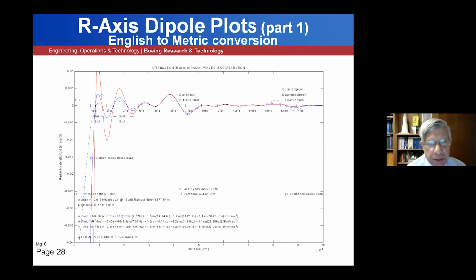And then you get out there, the little dot up there represents the center of the inner radiation belt. And then you go out to the outer radiation belt, which is at a half wavelength. The inner one's at a quarter wave, the outer one's a half wave, and geosync orbit sits out there at full wave. And then you go out another full wave and you hit the outer edge of the magnetosphere.